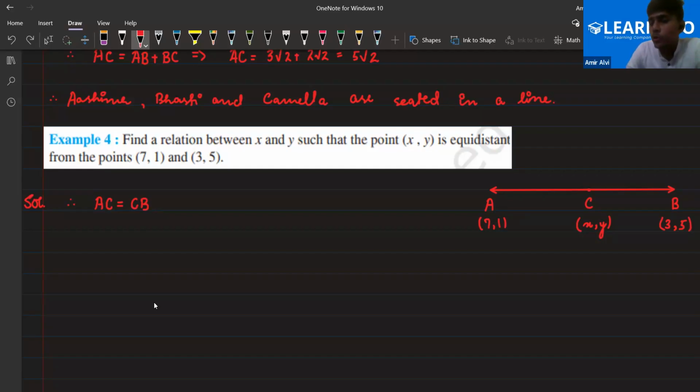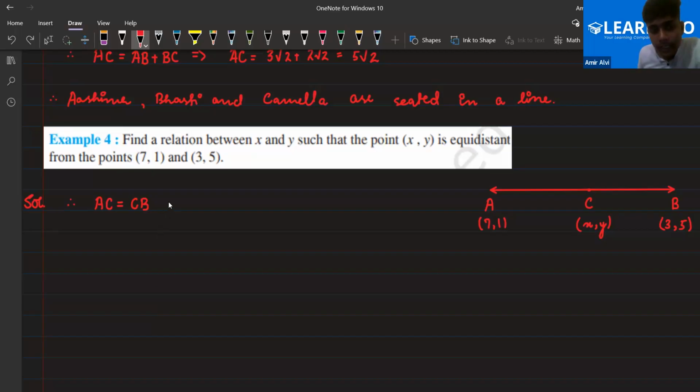If I'm saying 2 is equal to 2, and I square both the sides, then 4 will be equal to 4 as well. It means that if the equation is already true and you square it, the equation will remain true. Yes or no? Yes, sir.